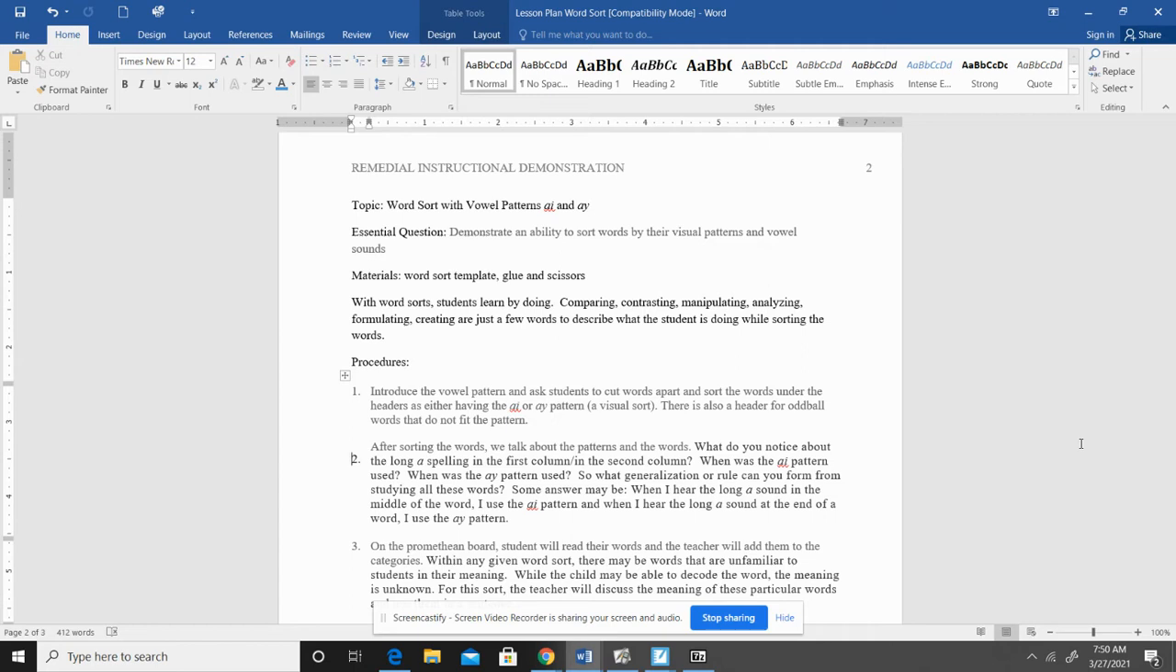Essential question is demonstrate an ability to sort words by their visual patterns and vowel sounds. Materials are going to be the word sort, glue, scissors. Glue we would use later in the week when we finalize this. This lesson will be something that I would introduce at the beginning of the week.